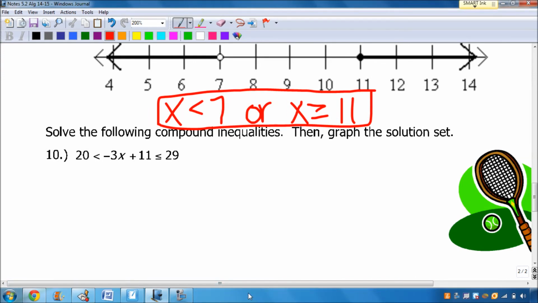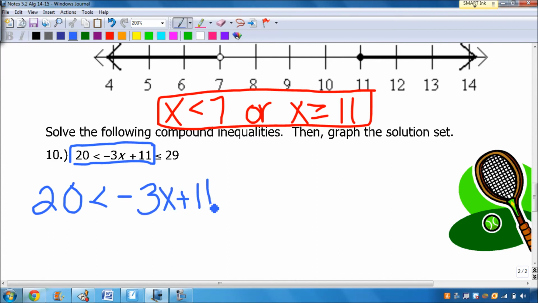So what I'm going to do is I'm going to see my problem here and I'm going to split it up into two separate inequalities so I can understand exactly what I need to do for them. So the first inequality will start right at 20 and I'm going to keep going until I see my next inequality sign. See how there's one right here? So here's my first sign. This is for my first problem. Once I get to my second sign, it means I stop right before I get to it. So my first inequality would mean 20 is less than -3x plus 11, okay?